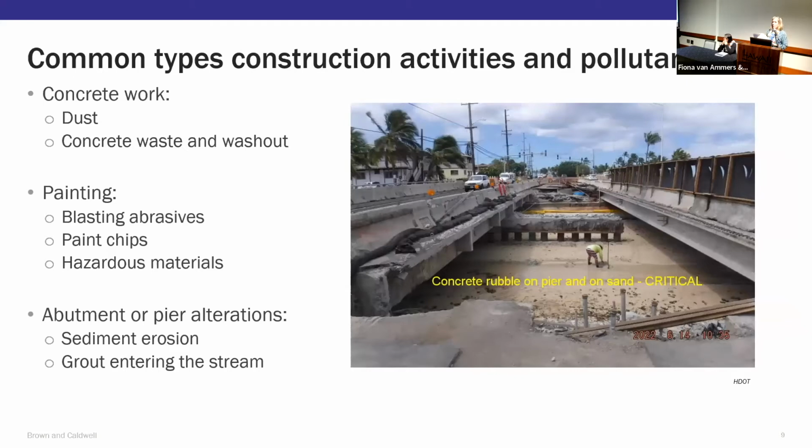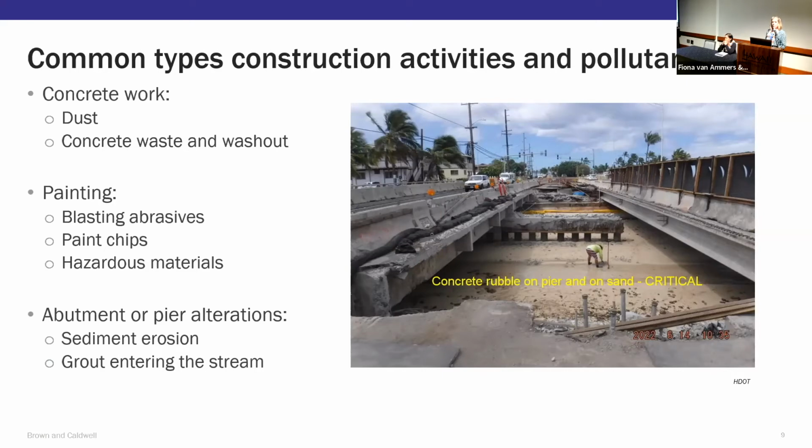All right, so probably going to do some concrete work. Concrete work creates dust. It creates concrete washout. This photo here is deficient BMPs. We've got concrete rubble on the pier and on the sand. Concrete, it's very caustic. It has a very high pH. Not when it's cured, but when it's in a concrete slurry, it's really not good for waterways. If you're pouring that into a stream, you're basically putting Drano into a stream.